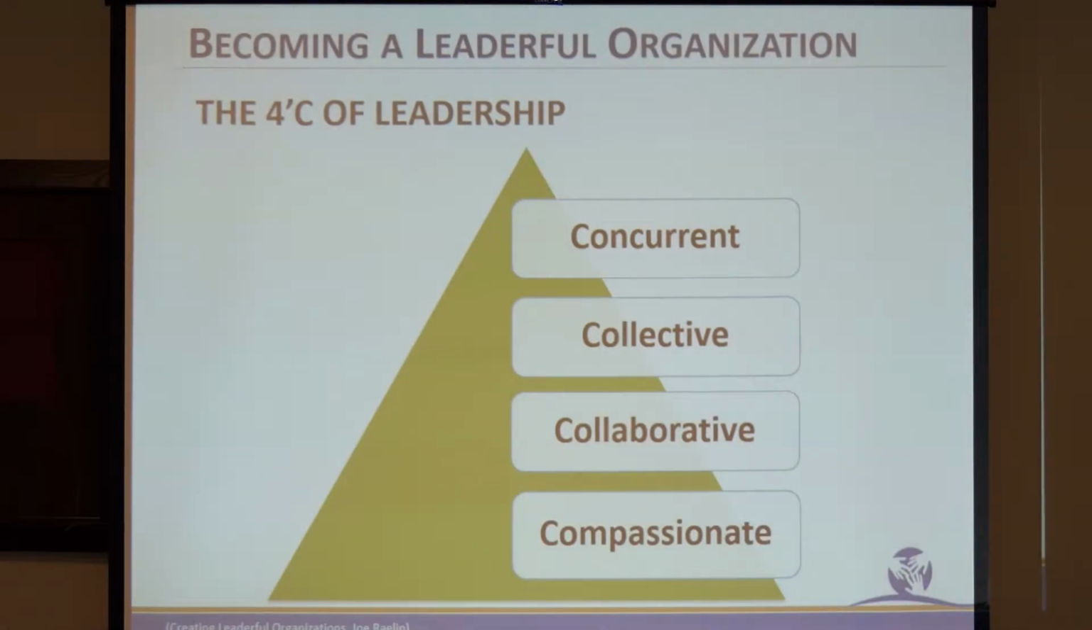So, becoming more of a leaderful organization. There's actually a book called Creating Leaderful Organizations, written by Joel Raylan. In this book, he talks about becoming more leaderful and how it requires that people adopt new behaviors. He calls these behaviors the 4 C's of practicing in a leaderful way. So I'm definitely giving you more insight, more tools to become that leader, right? We're going to start with concurrent, the first C here.